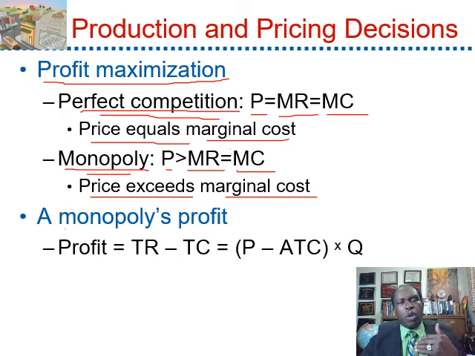The monopoly profit will be measured by profit equals total revenue minus total cost, which equals price minus average total cost times the quantity. Price minus average total cost is the profit per unit sold.